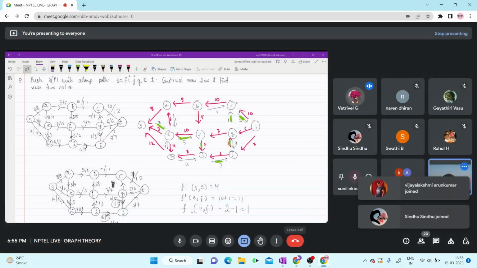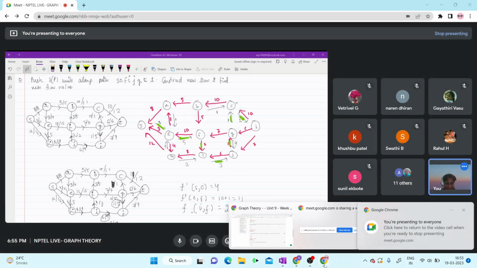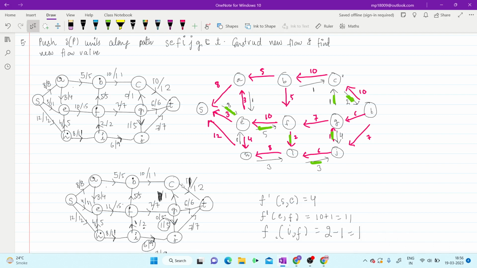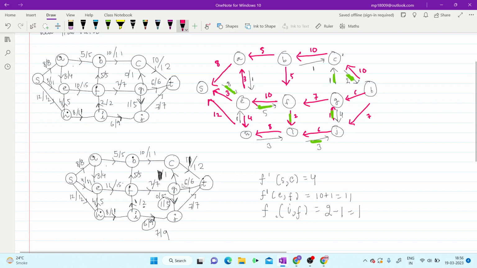If that edge is in the forward direction, you add del p units, and if that edge is in the backward direction, you subtract del p units, and all other edges which are not in the path have the same flow value. So now after applying that, you'll have a new function f prime.